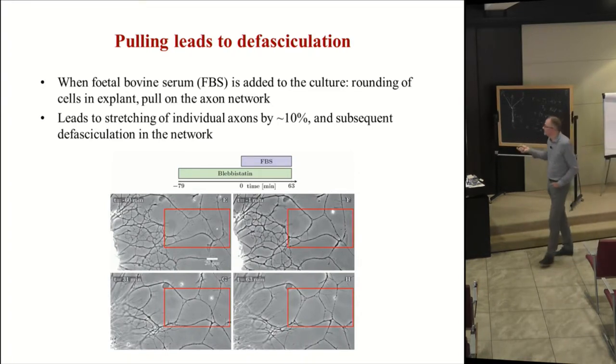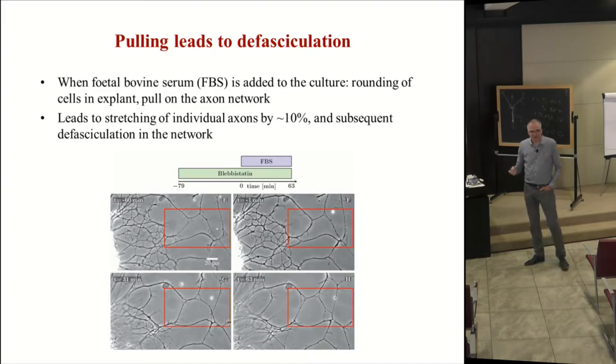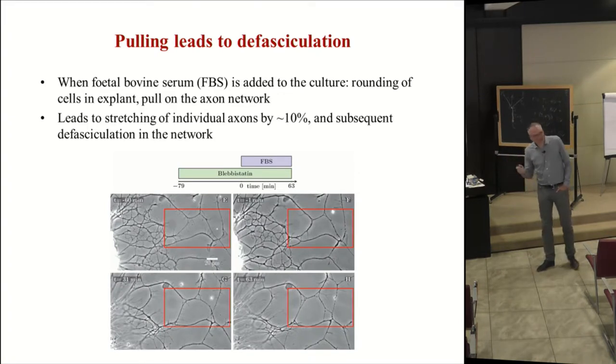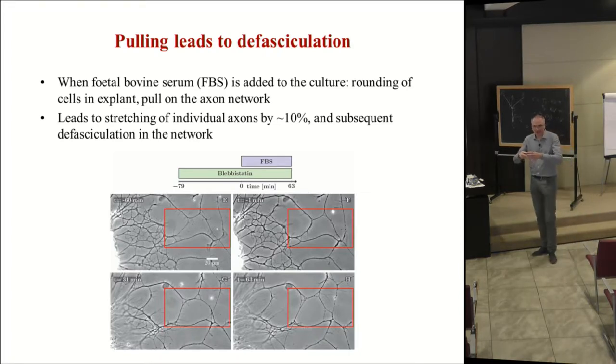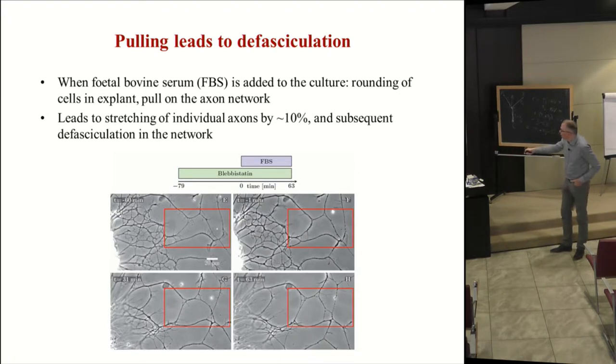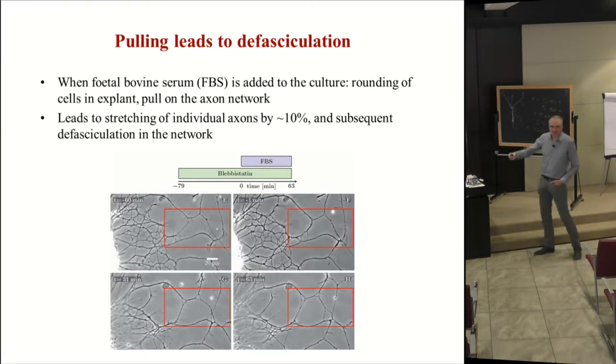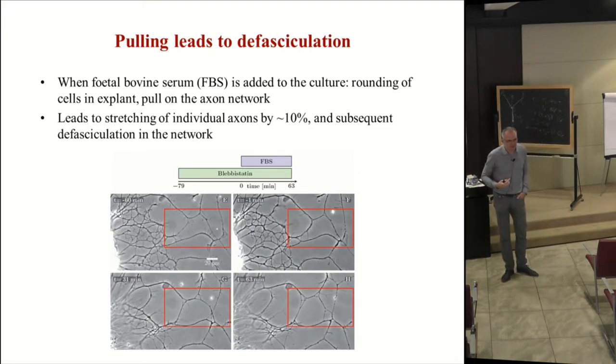This is an experiment where Alain and Kohaly in his lab added fetal bovine serum, originally for a completely different reason. They wanted to activate the growth cone more. But what it turned out to do is induce rounding of the cells in this explant. As a result, the explant shrinks in area and pulls on the axons. Here you see the explant before FBS was applied and here after. This receded and it pulls on these axons. And the result is that what was quite simple in this red area becomes expanded into these loops. So compare this and this. This is decoarsening that was induced by increasing tension in the system.